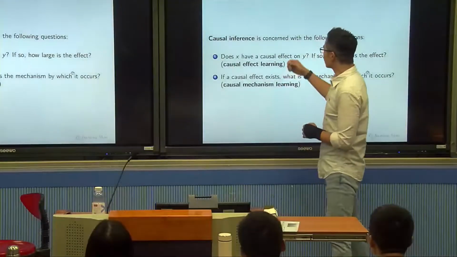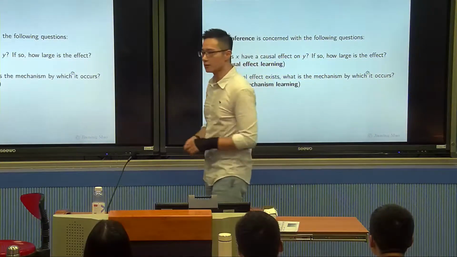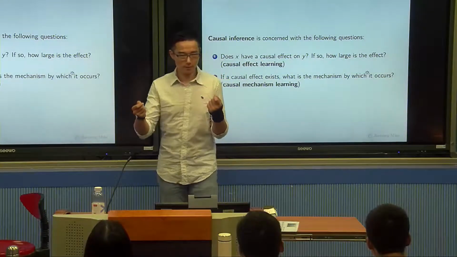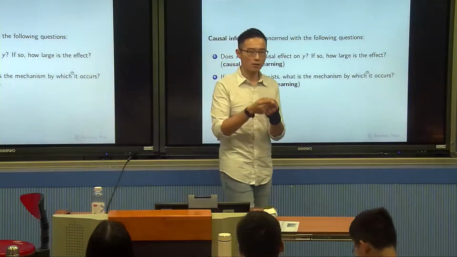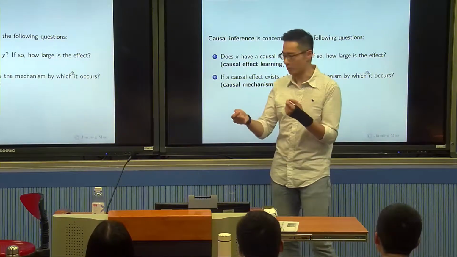The first kind of task is called causal effect learning. Suppose I give you x and y. If I ask you, does x have any causal effect on y? And if yes, how large is the causal effect? That's called causal effect learning. Okay? That's called causal effect learning.